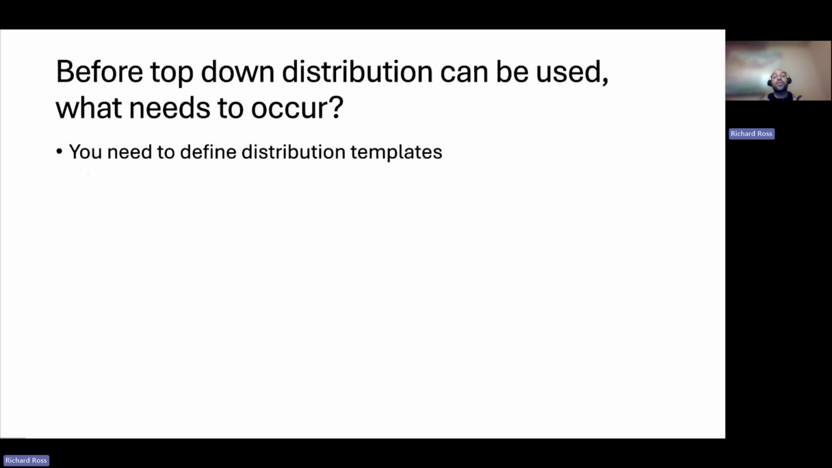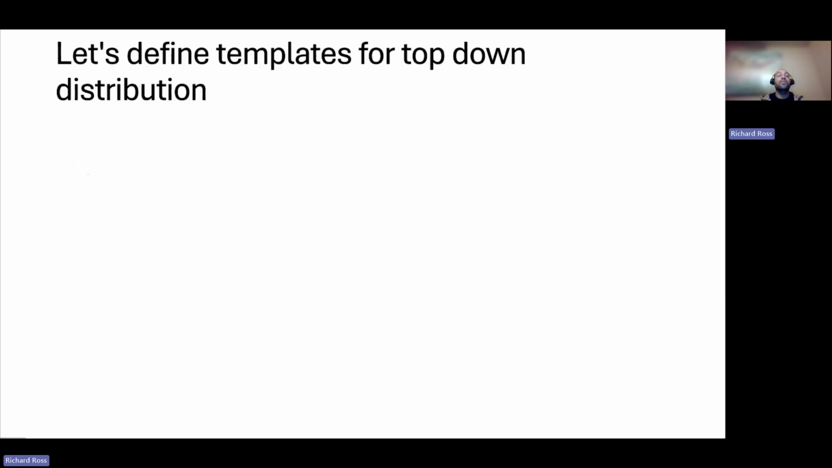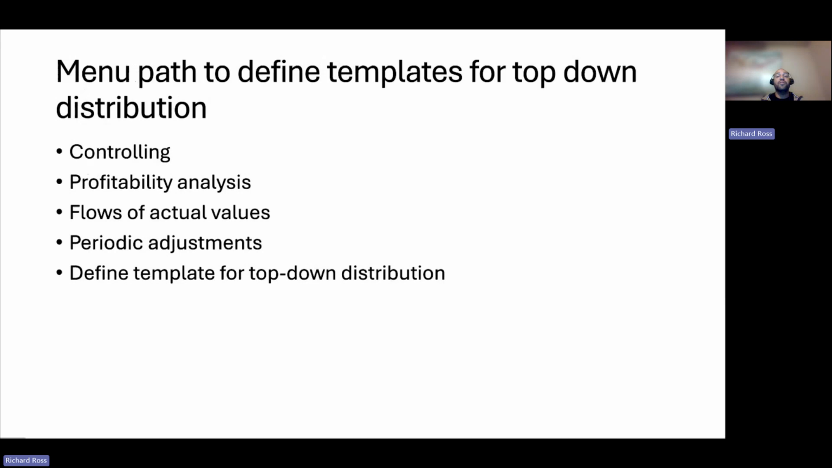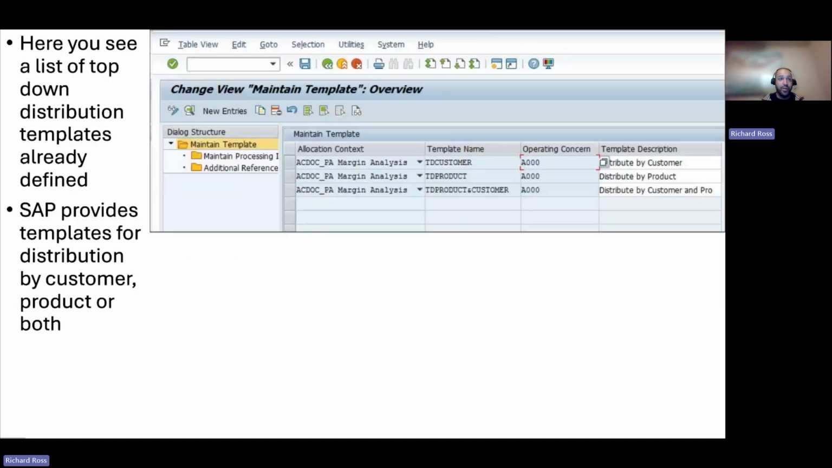Before top-down distribution can be used, what needs to occur? You need to define distribution templates. Let's define templates for top-down distribution. Menu path to define templates for top-down distribution: Controlling, Profitability Analysis, Flows of Actual Values, Periodic Adjustments, Define Template for Top-Down Distribution.